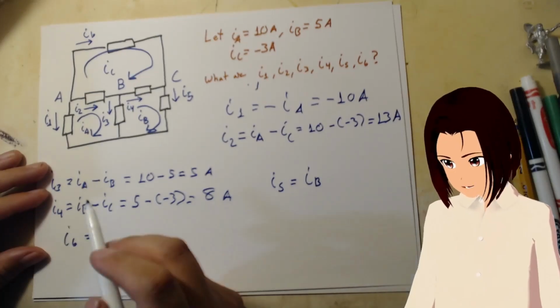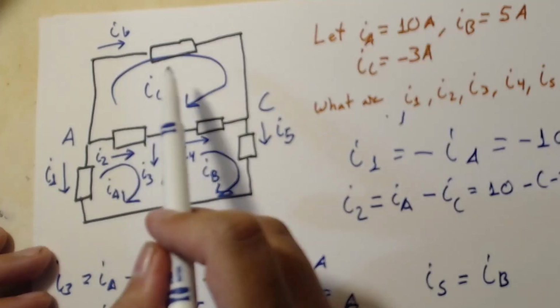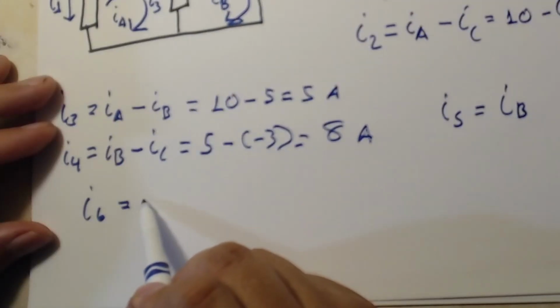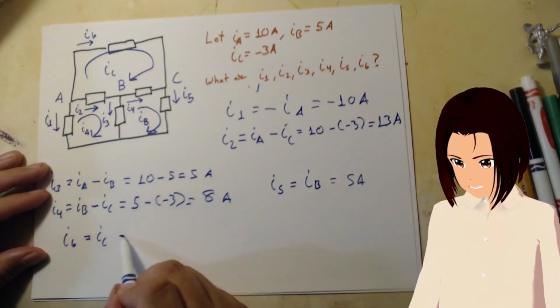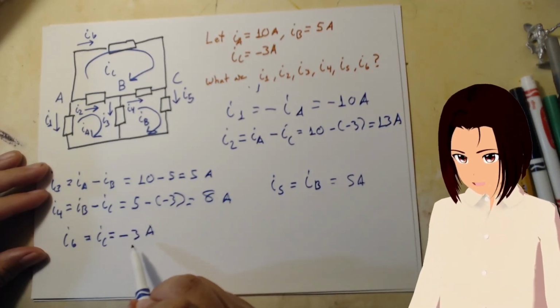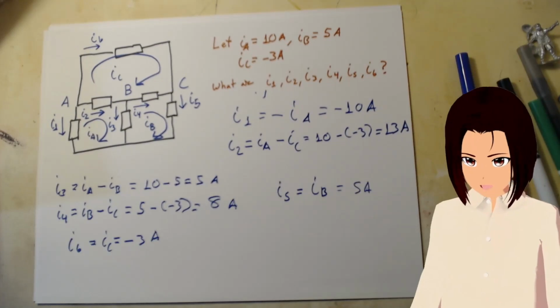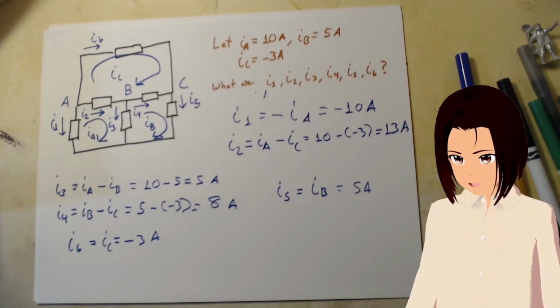I6 is in the same direction as IC. So I6 is just IC. I5 is just 5 amps. I6 is just negative 3 amps. And that's it. So if you wanted to check this with KCL, what you've got to do is this.